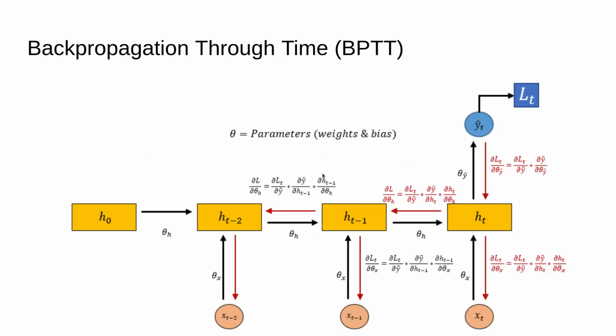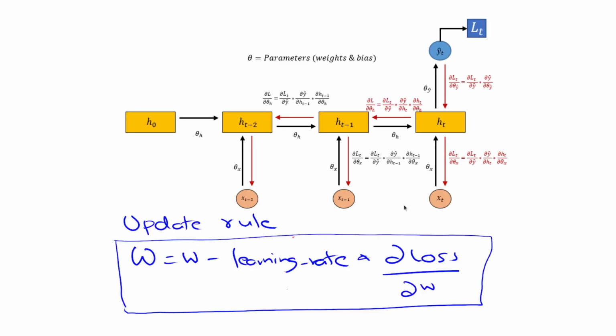Finally, we have backpropagation through time. This is the algorithm we use to train the RNN by updating the weights and biases to minimize the loss function. BPTT is essentially the same as regular backpropagation but applied to the unrolled version of the RNN. We calculate the gradients of the loss function with respect to each weight and bias and then update those parameters using an optimization algorithm like gradient descent.